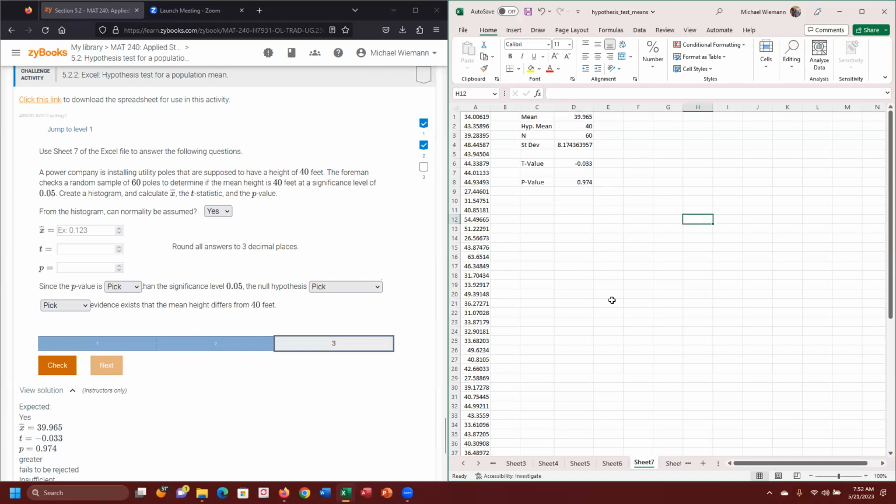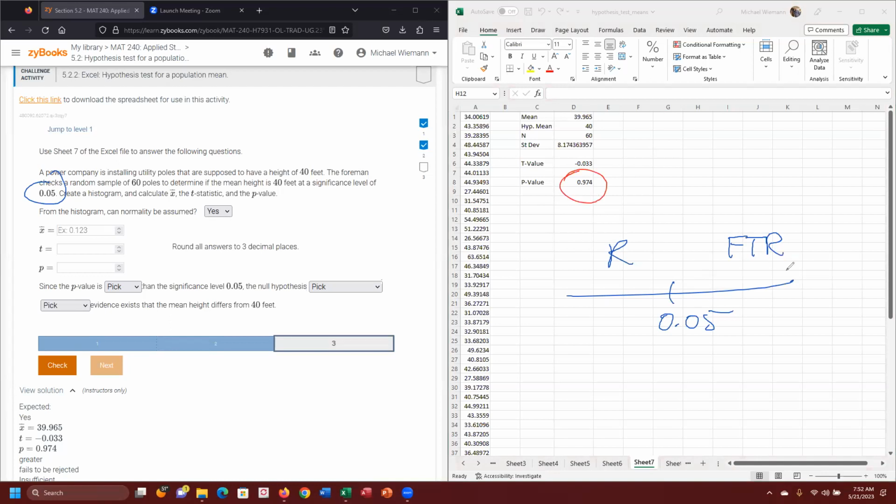So let's analyze whether we're going to reject or fail to reject. Easiest way is the visual here. Level of significance is 0.05. Anything to the left, we reject. Anything to the right, we fail to reject. Our p-value up here is 0.974, which means we fail to reject in this instance. So I think we got everything here. When we fail to reject, there is not sufficient evidence. So I think we got everything now.